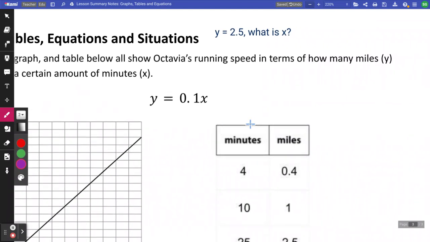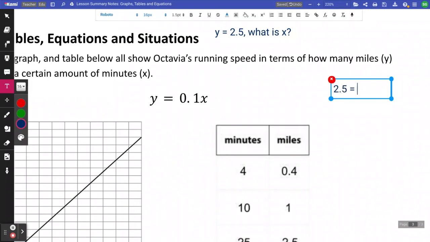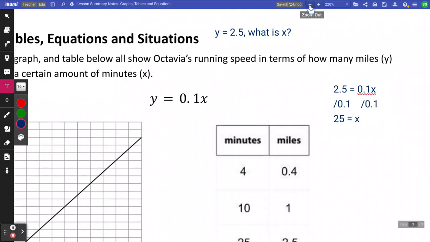With our equation, this time we're given y, so I want to substitute for y. It's going to be 2.5 equals 0.1x. This one's a little different. I have to figure out what x is, which means I want to solve for x. I'm going to do that. Since 0.1x is 0.1 times x, I'm going to do the opposite, which is dividing by 0.1. And if I divide both sides by 0.1, I get 25 equals x.